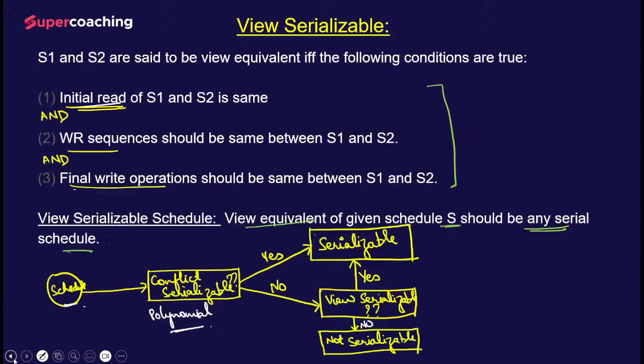If a schedule, first of all, we are checking for conflict serializable. If it is conflict serializable, surely it is serializable. But in this case, we had not conflict serializable, but it was view serializable and we got the serial order. Okay. I hope it's clear now. So the first example is proving this point.